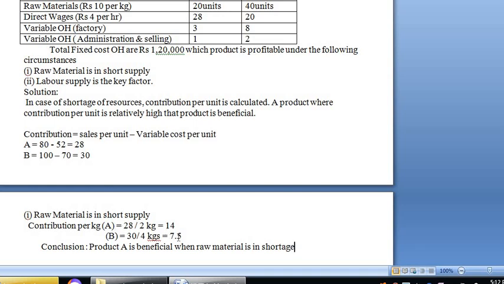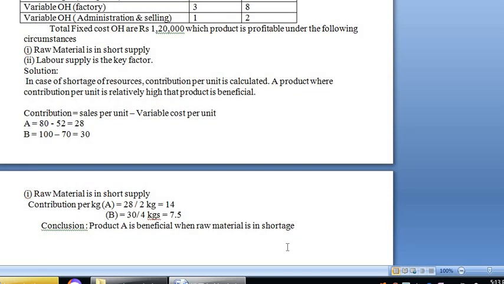contribution per kg will be 14 when you compare with product B. Okay, so whichever product's contribution gives the highest value, that has to be selected. So here the contribution for A is higher than B. So we will say that product A is beneficial when the raw material is in short supply. Okay. Now next we are going to solve the second point.